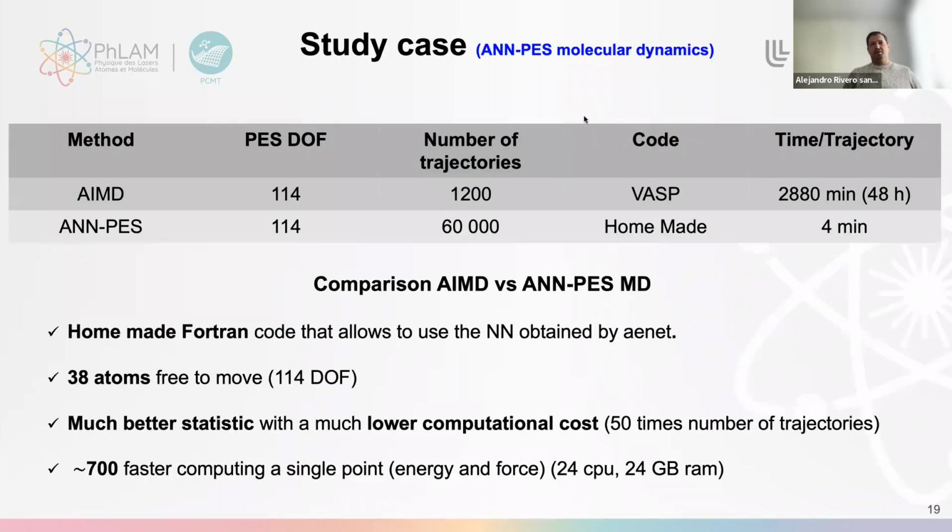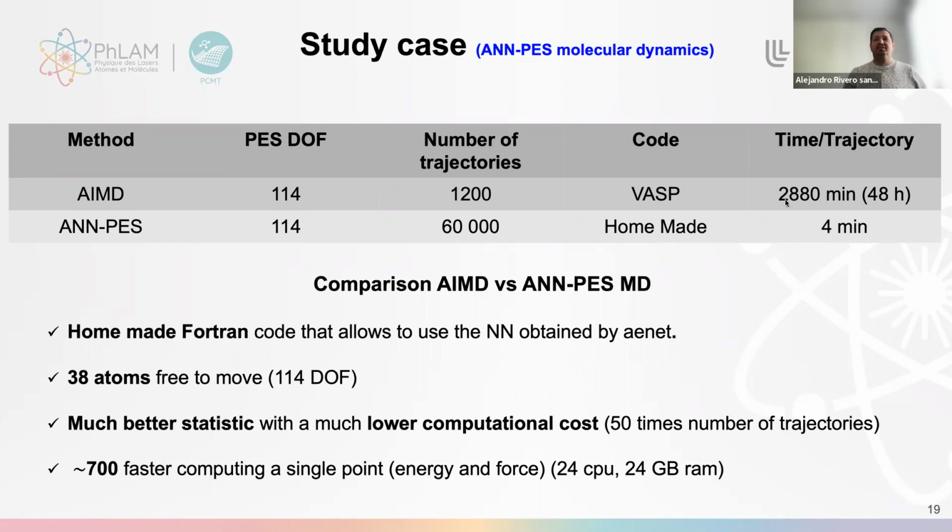So here I show the comparison in the use of the AIMD method and the neural network PES. For sure, we take into account all the degrees of freedom, but with the neural network PES, we can make 60,000 trajectories compared with only 1,200 with the AIMD.